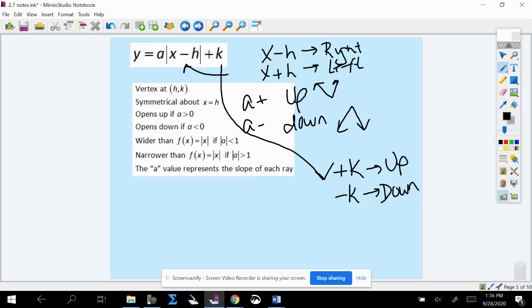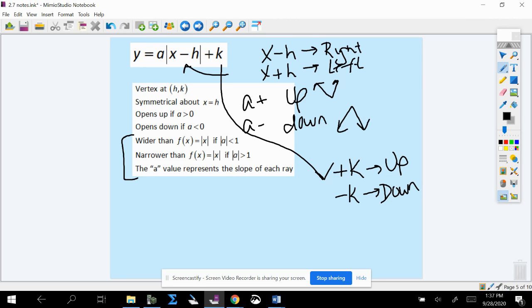So every single graph, we can talk about how it shifts. Does it go right? Does it go left? Does it go up? Does it go down? Does it flip? Finally, that A piece is going to represent slope, and that's what this last part here is explaining. If your A value, and you can ignore the negative because the negative is just talking about if it flips, if my A value is smaller than 1, like 1/2 or 1/3, that's going to make it a wider graph. We're going to say that it compresses the graph.